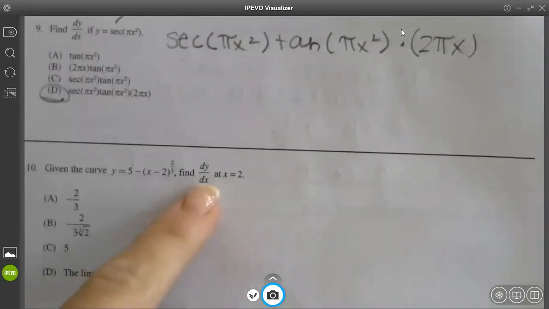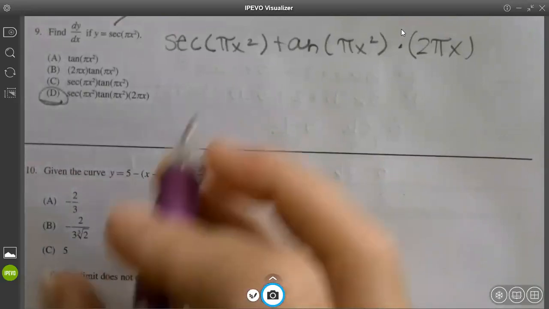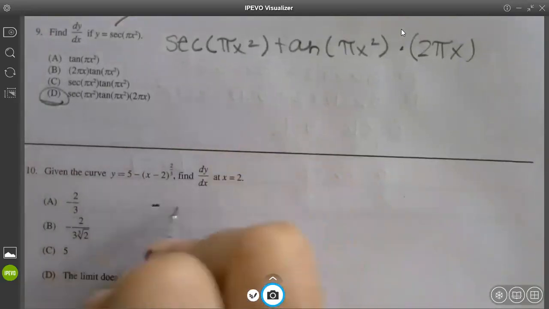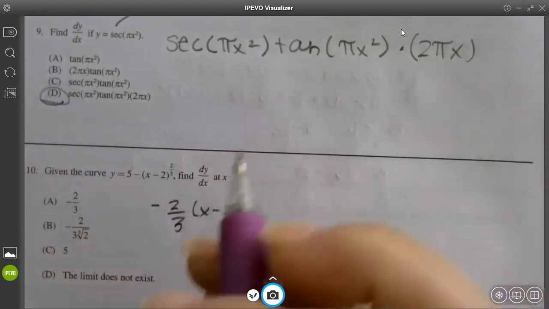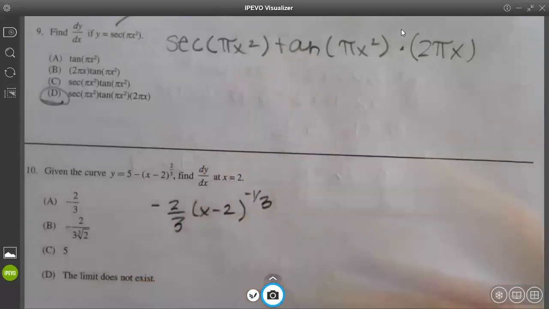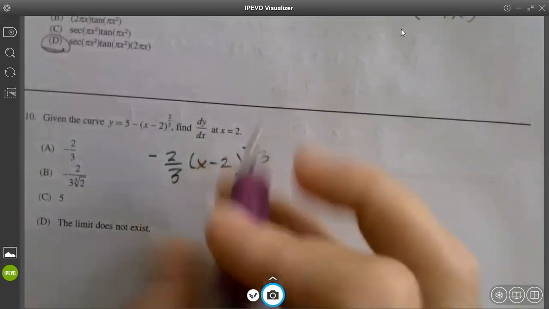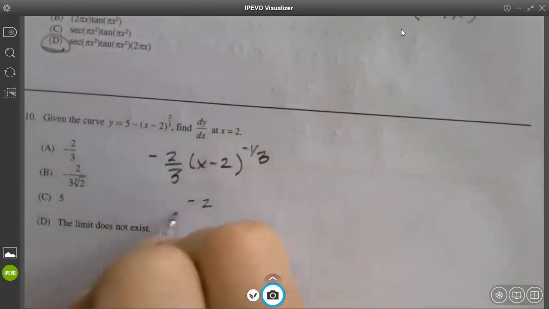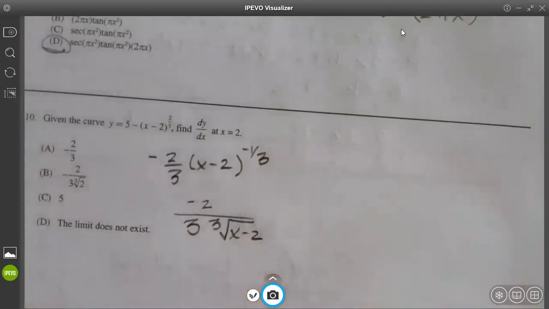What does this tell you to do? Derivative and then plug in 2. So what's the derivative? -2/3 x minus 2 to the -1/3. And then we would do times 1 because we do the function inside, but we don't need that. Is everybody okay? What is this? Not a square root, but a 3 times the cube root of x minus 2.